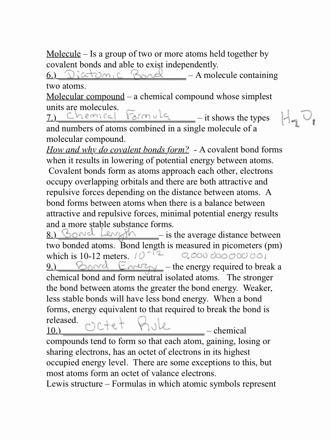How and why do covalent bonds form? A covalent bond forms when it results in the lowering of potential energy between atoms. Covalent bonds form as atoms approach each other. Electrons occupy overlapping orbitals, and there are both attractive and repulsive forces depending on the distance between the atoms. A bond forms between the atoms when there is a balance between the attractive and repulsive forces. Minimal potential energy results in a more stable substance that forms.